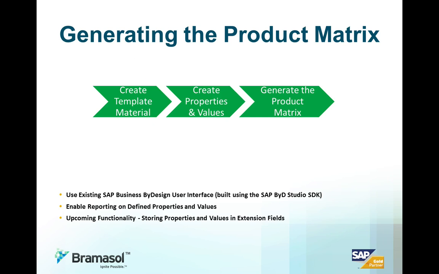So first, let's start with generating the product matrix. The first step is to create a template material, and to do that for a particular product category to make the management of the product matrix a little bit easier when we select it in the later processes. Then we're going to create the properties and values in a product model. And then finally, we're going to use that template material that's associated with that product model to generate the product matrix using our add-on.